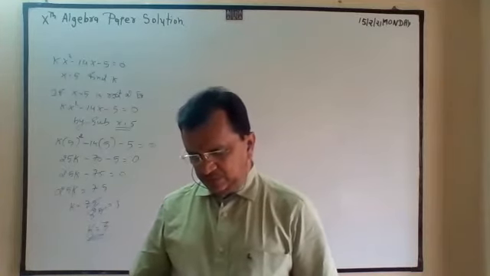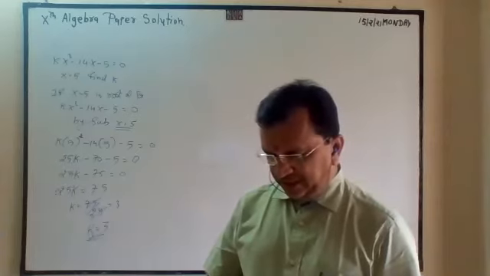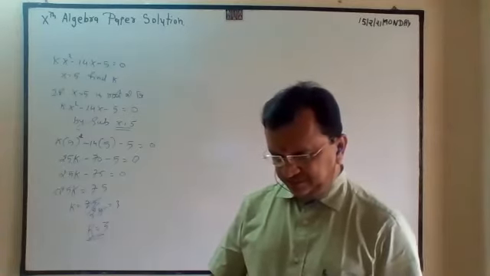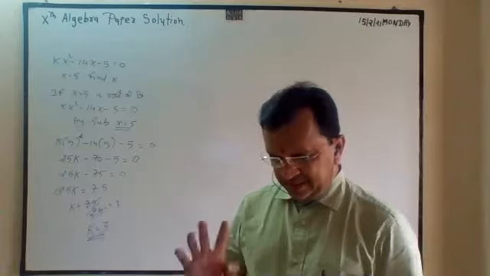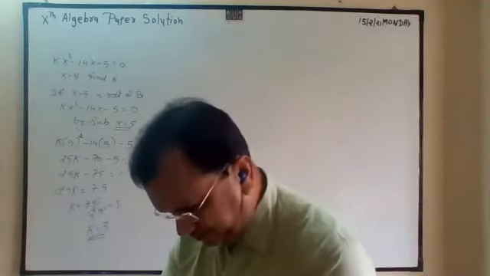If the mth term is equal to the nth term, then the (m plus n)th term is 0. This is very, very important. Mark this also, very important.